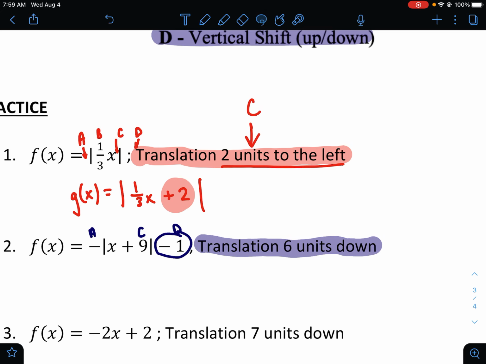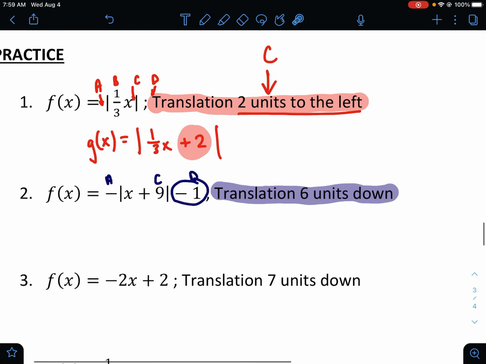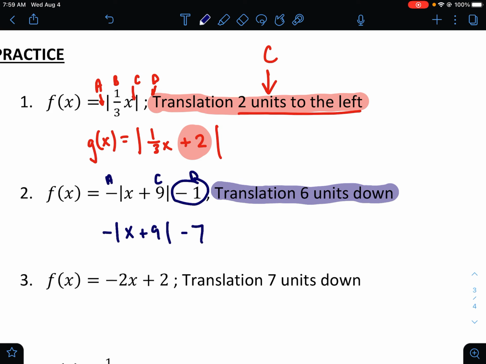Now, one thing you have to understand here is, it's already down 1, so if we're going to move it down 6, then you're going to move it 6 more down. So this will actually turn into -7. Everything else will stay exactly the same, x plus 9, but now this is -7. So you'll see here that that has been a transformation of 6 units down. Again, that's what we do every single time.